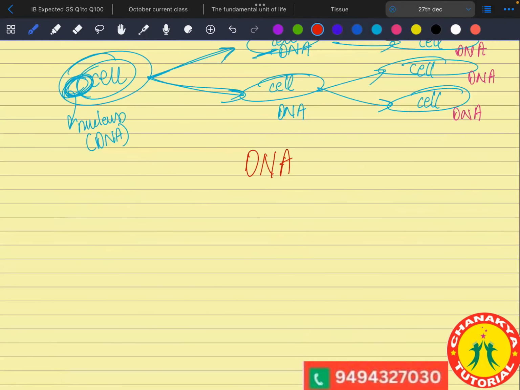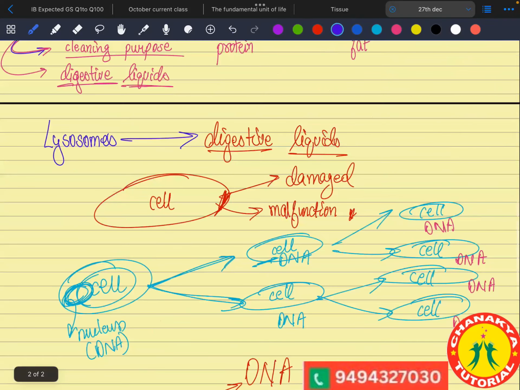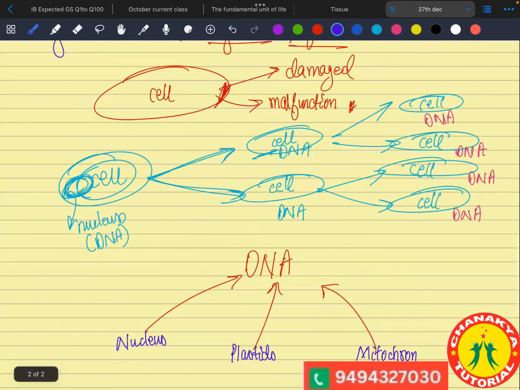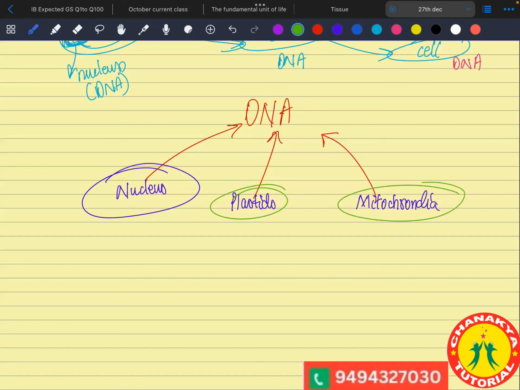Right now, let me tell you that the cell has three organelles which contain DNA. There is the nucleus, there are plastids, there is mitochondria. What is the spelling of mitochondria? Okay. So basically, the nucleus contains the most prominent DNA, which is used to function all of the cell. Whereas there are also plastids and mitochondria.